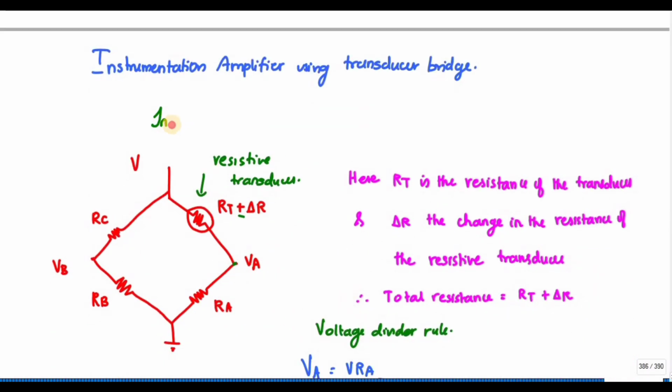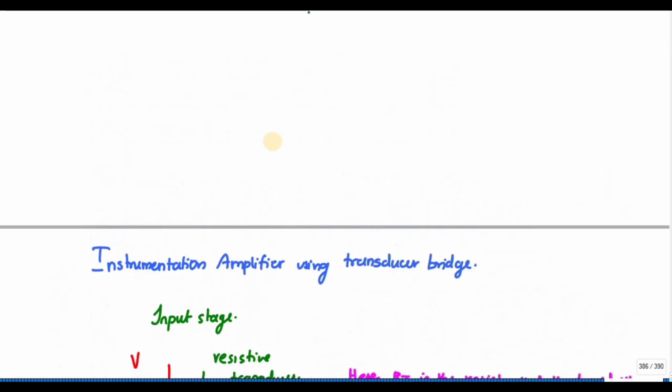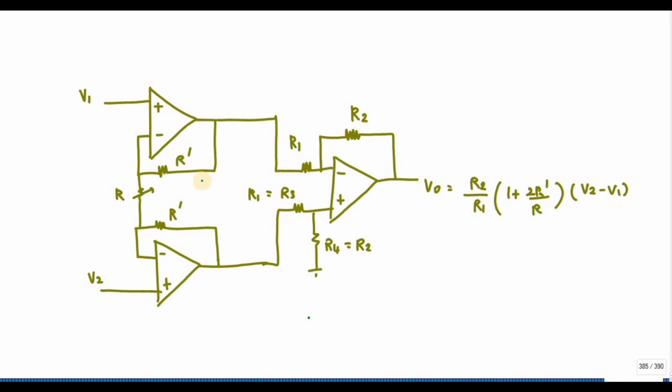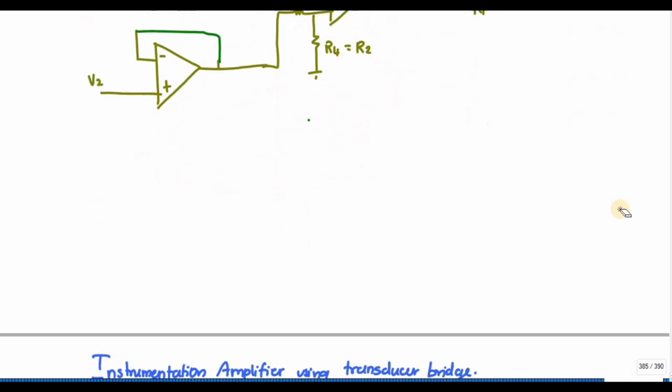So this is my input stage, the resistive transducer that is connected to the instrumentation amplifier. In this, I'm going to remove this, and we know that for this one, the output V naught is equal to R2 divided by R1 into 1 plus 2R bar divided by R into V2 minus V1. If I remove this resistance and these two resistances, I will get only this output: R2 divided by R1 into V2 minus V1.